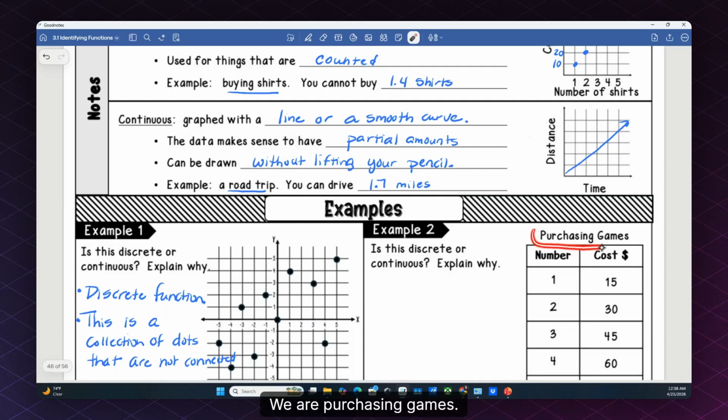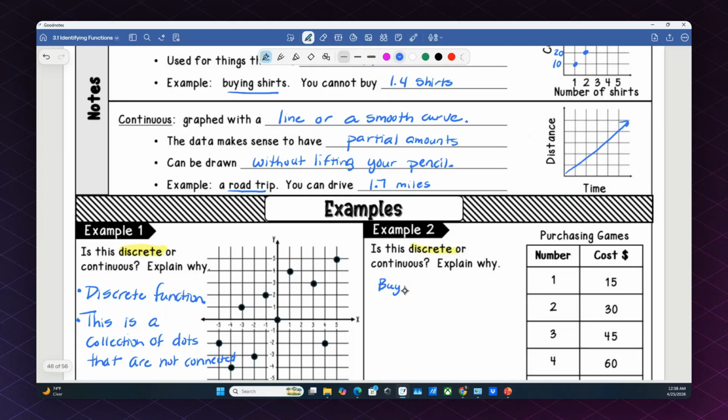We are purchasing games, okay? We can purchase one game and it's $15, or two games and it's $30, three games and it's $45, and four games and it's $60. It does not make sense to buy 2.5 games, right? That's not a thing, okay? So this is going to be an example. We can go ahead and highlight. This is discrete and this is discrete here. This is a discrete function.